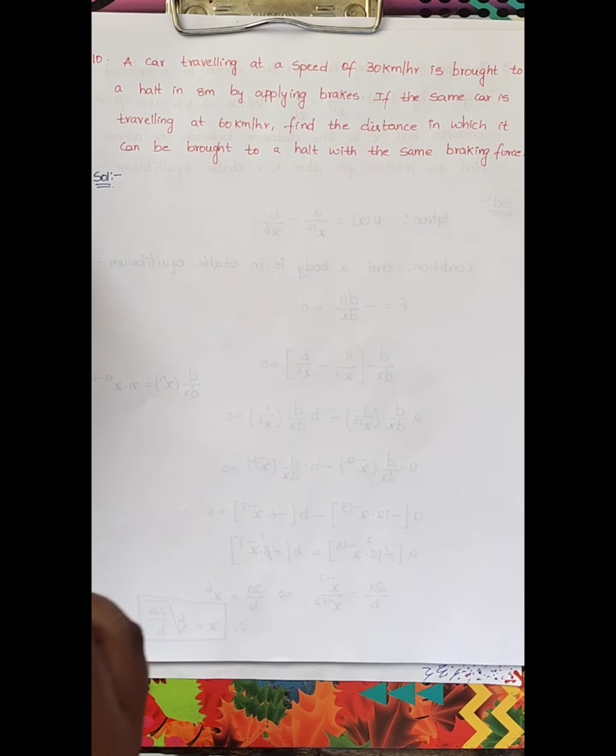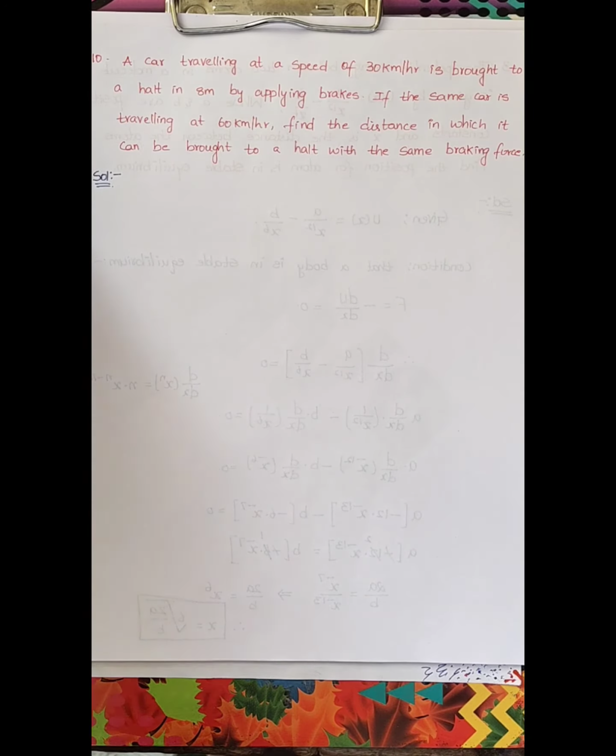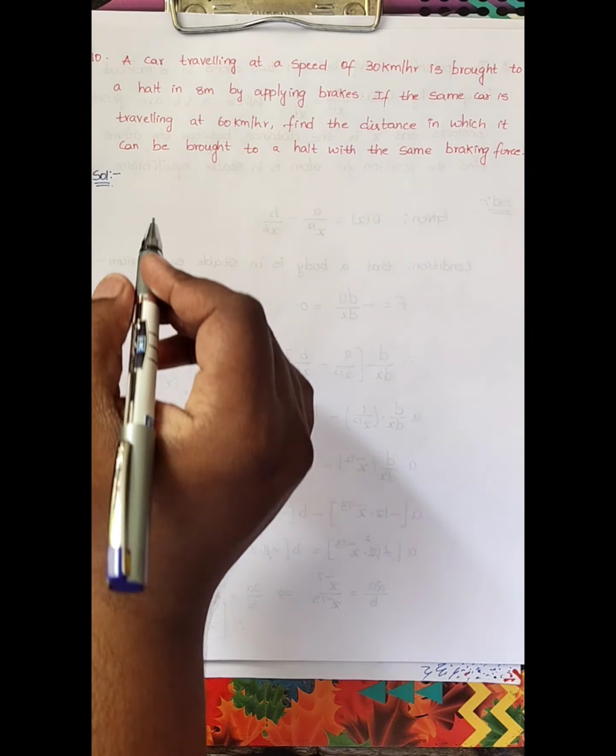Hello children, now we are seeing this problem. A car traveling at a speed of 30 km per hour is brought to a halt in 8 meters by applying brakes. If the same car is traveling at 60 km per hour, find the distance in which it can be brought to a halt with the same braking force.